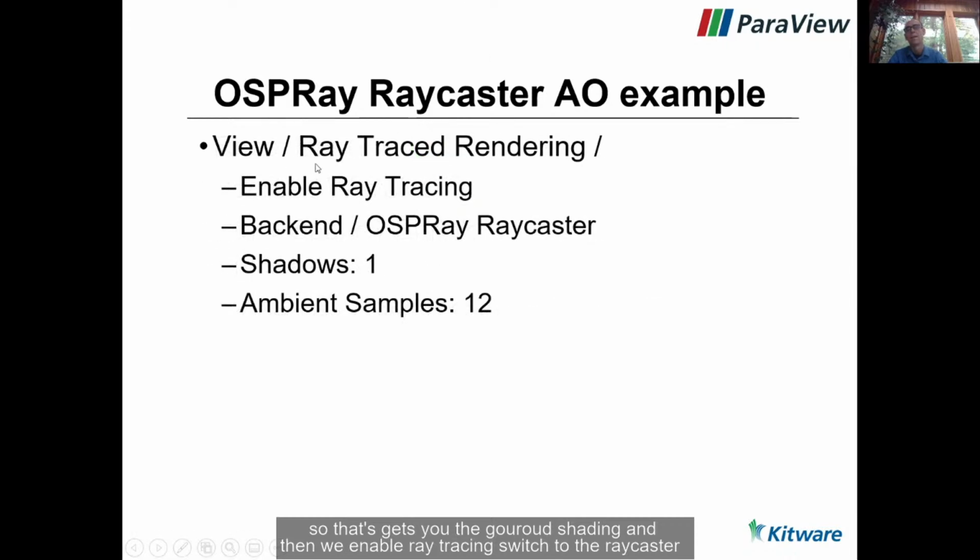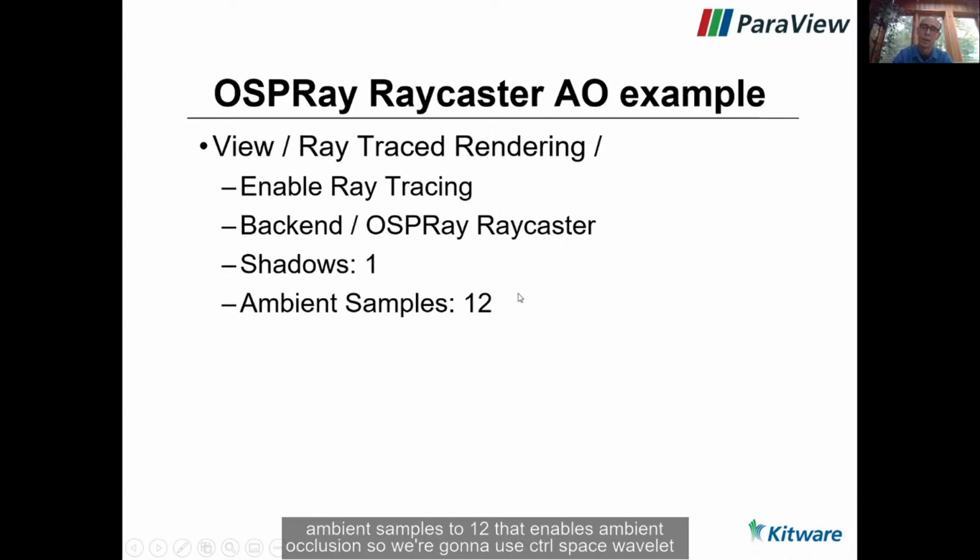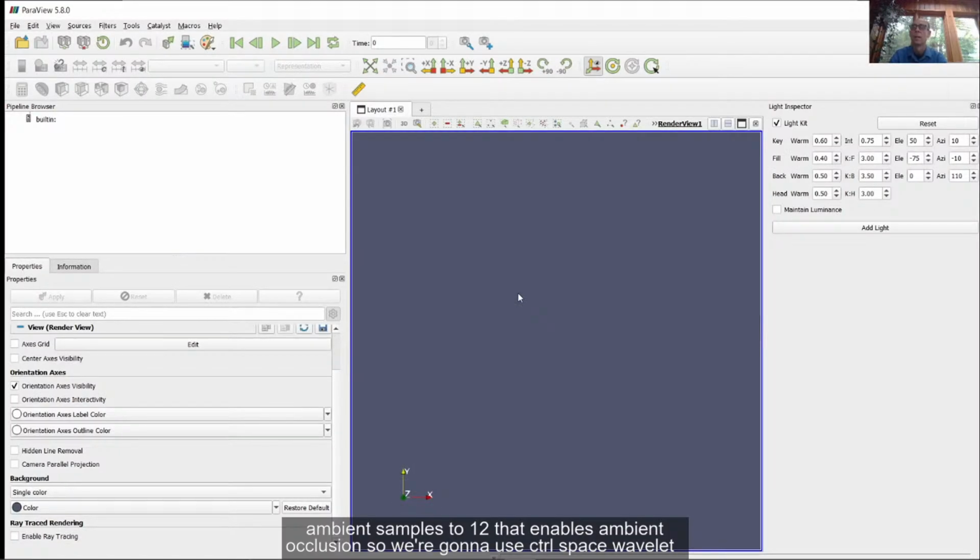And then we enable ray tracing, switch to the raycaster backend, set the shadows to 1, so that enables shadows, and set the ambient samples to 12, that enables ambient occlusion.